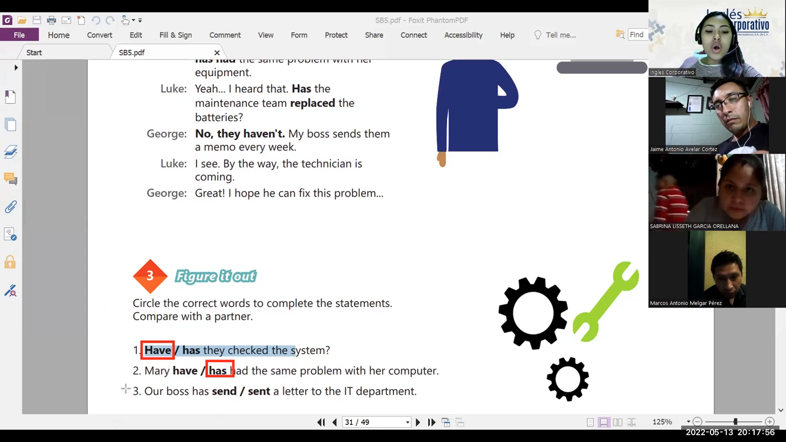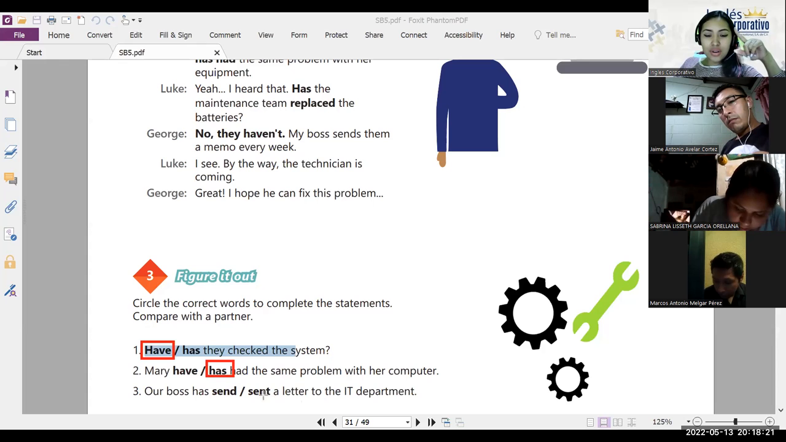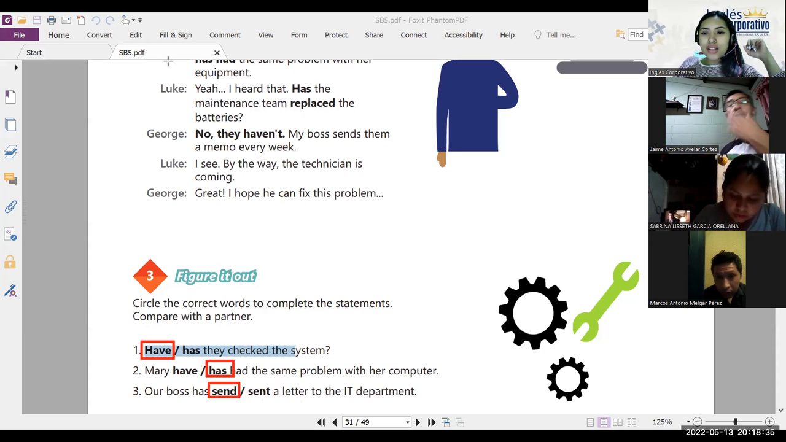What about our boss has sent, or our boss has send a letter to the IT department? What do you think is the correct one here? Sent or send? We are making assumptions right now because this is the first time that we are reviewing this topic. But what do you think? Is it sent or is it send? First one or second? First one. Okay, great.